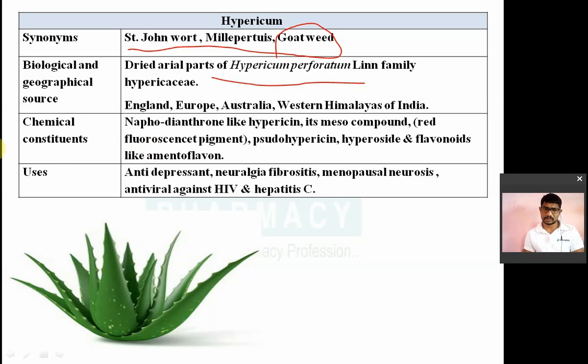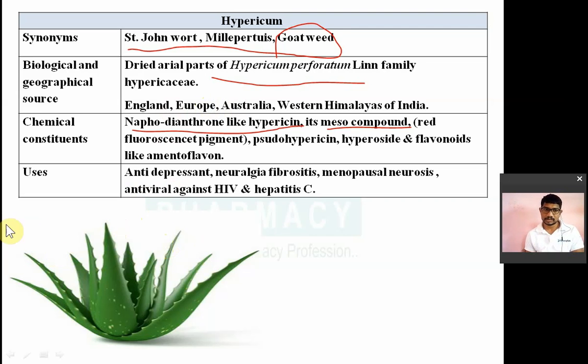Chemical constituents: naphthodianthrones like hypericin. It is a meso compound and a red fluorescent pigment. Hypericin is naphthodianthrone. मतलब नेप्थासीन रिंग होगा उसमें डबल डायएंथ्रोन. जैसे एंथ्रासिन होता है 3 रिंग, नेप्थलीन होता है 2 रिंग. Two rings of benzene plus ketone, naphthodianthrone, and double that is dianthrone. Then pseudohypericin, hyperoside and flavonoids like amentoflavone.